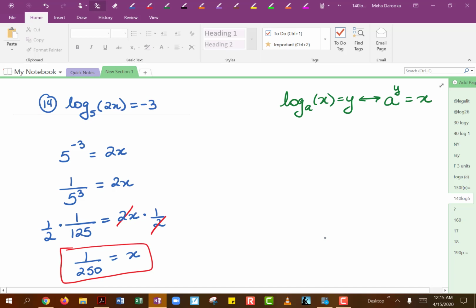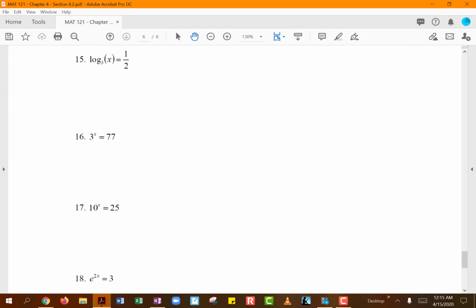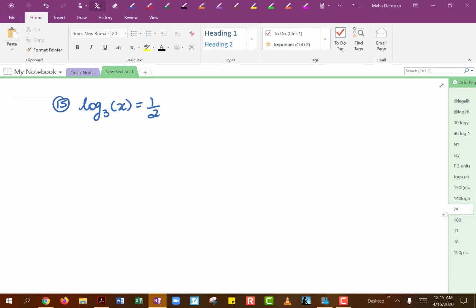Okay? So we've got a couple more examples to work through this. So let's go ahead and look at all of these examples from 15 through 18, and let's see how we solve each one of these individually. Okay, so let's look at number 15 over here. We are given log of x with base 3 equals 1/2. So again, in this case, you can convert this into the exponential notation. So this will be 3 raised to the power of 1/2 equals x.